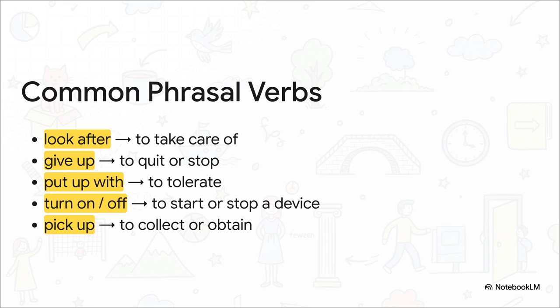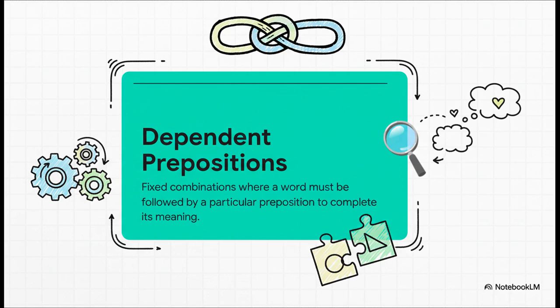Now, very similar to phrasal verbs are these things called dependent prepositions, or collocations. This is just when a word, whether it's an adjective, a verb, or a noun, has a specific preposition that always partners with it. Honestly, there's not always a deep reason why, it's just the way the language grew up.